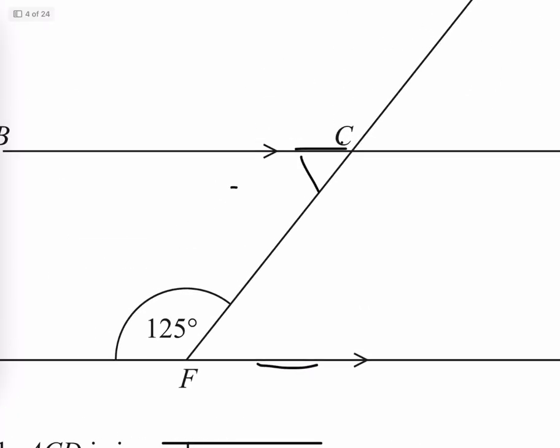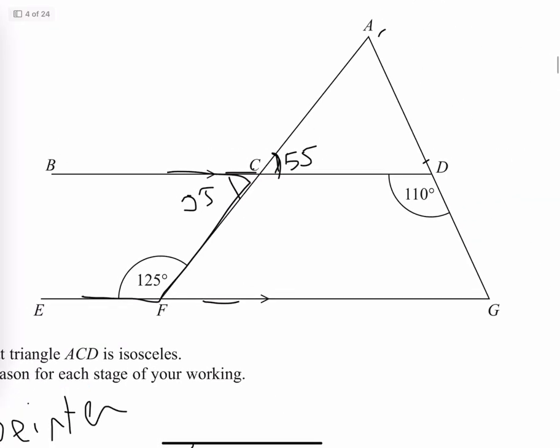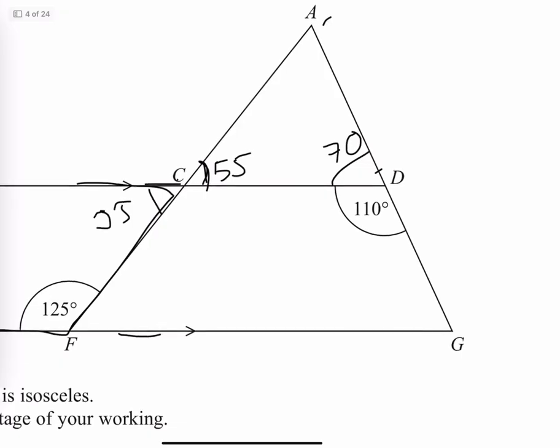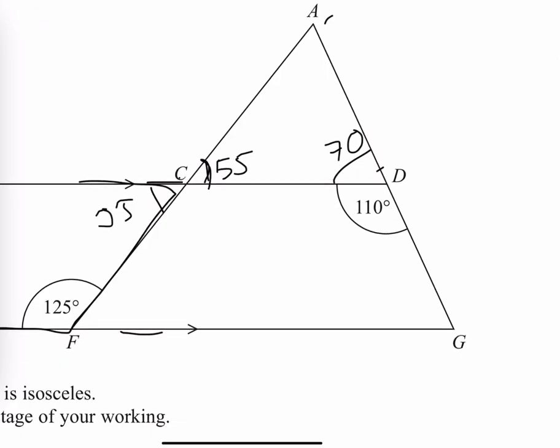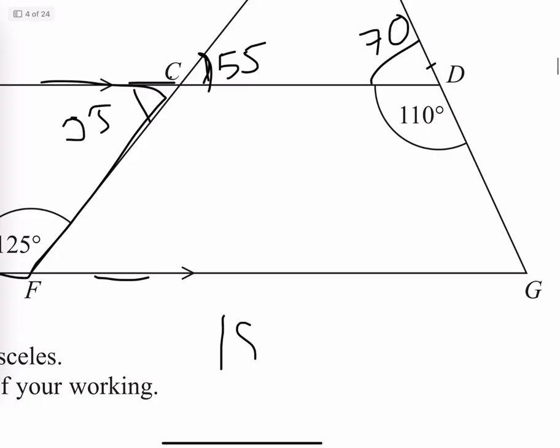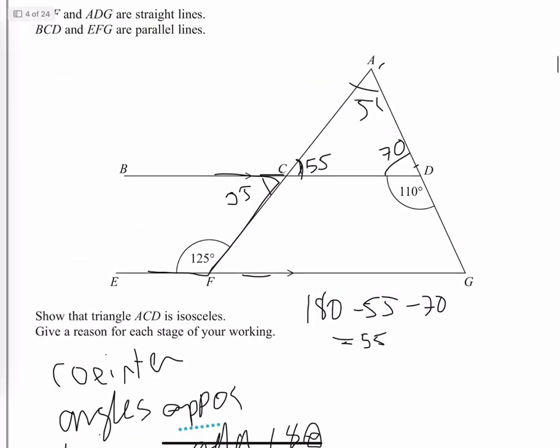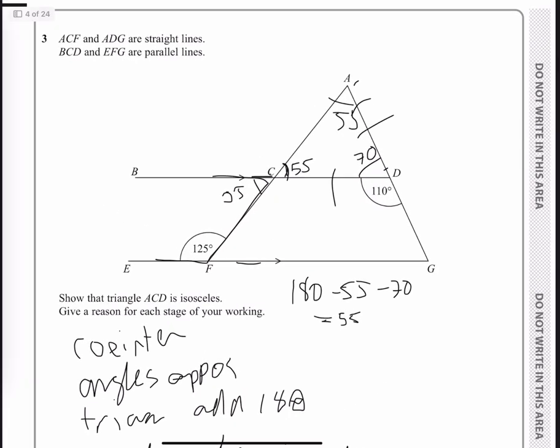So this must be 55, just make this co-interior angle add up to 180. So this is also 55. This is 110, so this is 70. So then we take 180 minus 55 minus 70 to get 55. So they've both got the same angles, so these two sides are equal. Yeah, happy days really. Moving on.